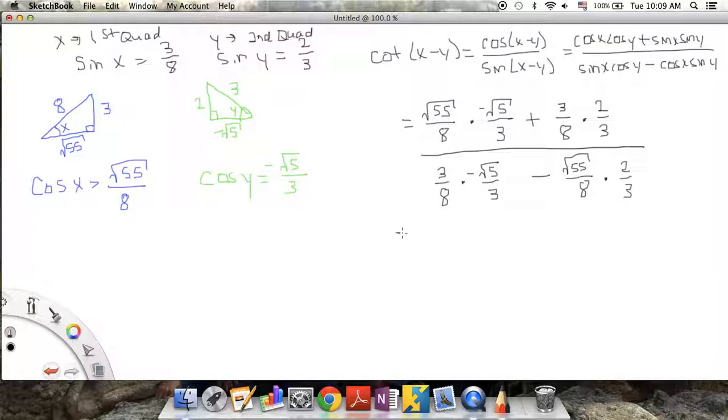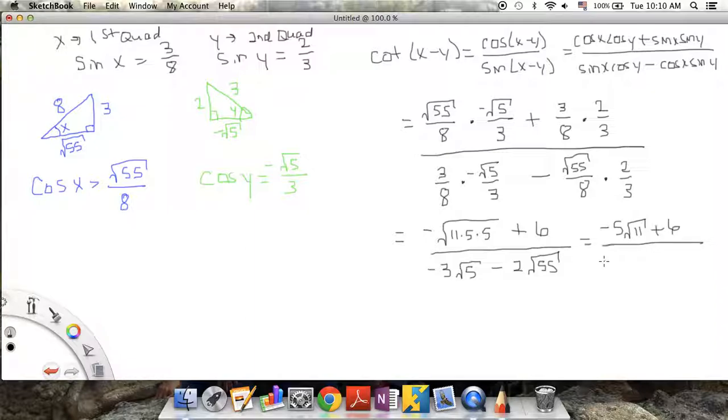It'll cancel out. So we end up with negative square root. Now this one, I'm not going to multiply 5 times 55 because I know that 55 is 11 times 5. So here I see I'm going to be able to pull this out of the square root. So there's no point in multiplying it out. Just causes extra work. And so then we just multiply like that. So we end up with negative 5 times the square root of 11 plus 6 over negative 3 times the square root of 5 minus 2 times the square root of 55.